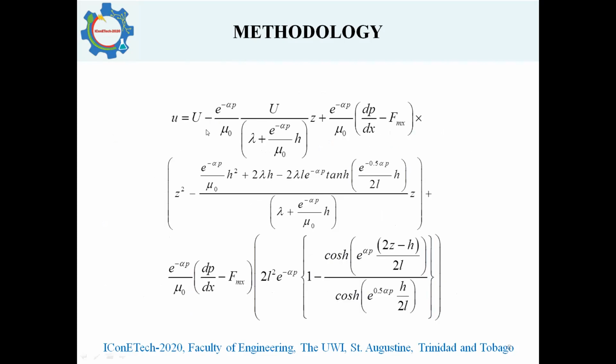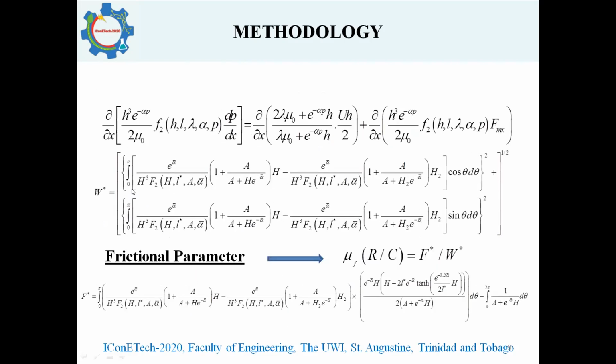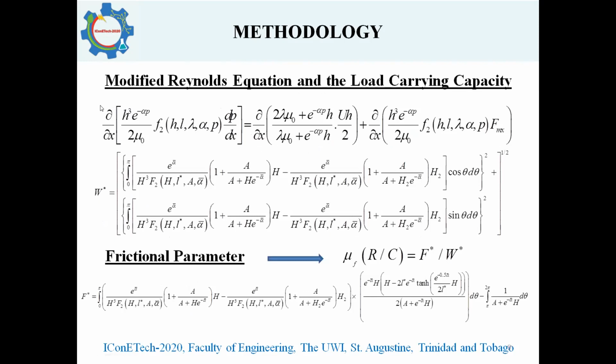When we find U, the velocity in the x direction, we have here alpha, which represents your piezo-viscosity parameter, lambda, your slip velocity, and L, the couple stress, all incorporated to solve. We place this value into the continuity equation and we come up with the modified Reynolds equation.